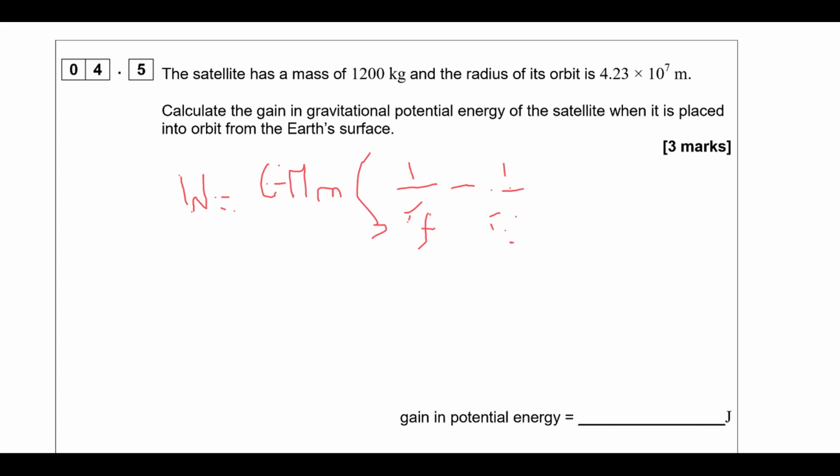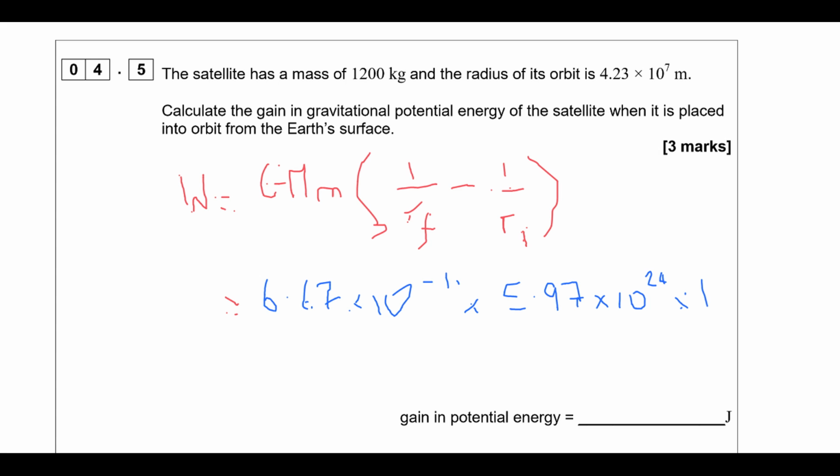Sorry about this, what's wrong with this pen today? The initial distance. That's your general setup for this. So we've got a G of 6.67 times 10 to the minus 11. We've got the mass of the Earth, 5.97 times 10 to the 24. Got the mass of the object, 1,200. We need to multiply that by all of these values.